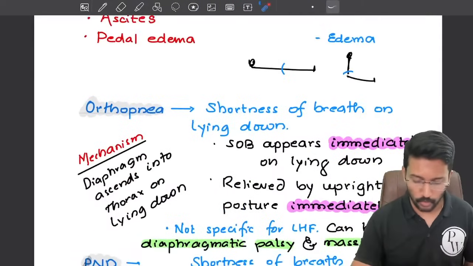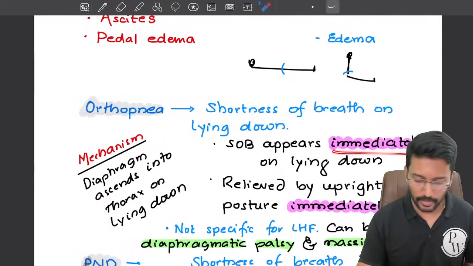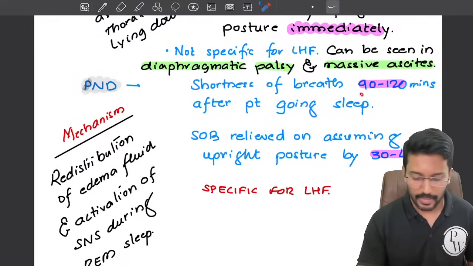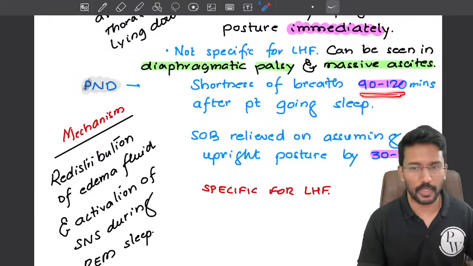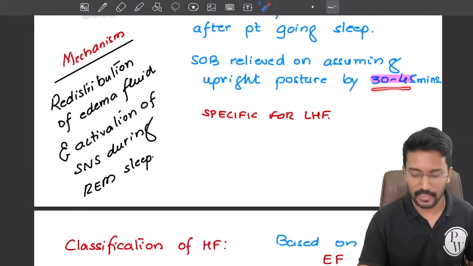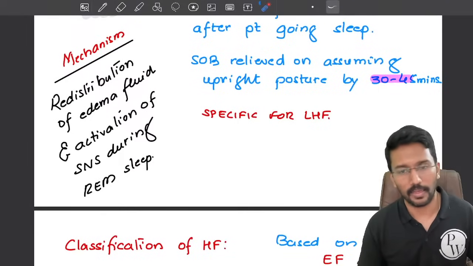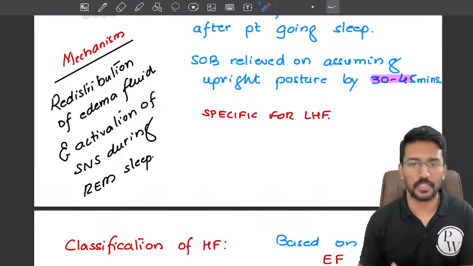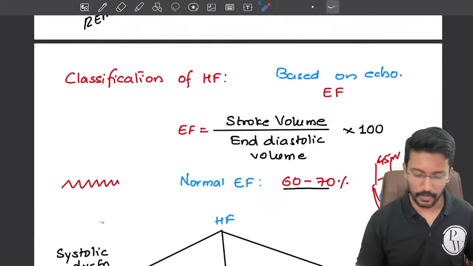So in case of orthopnea, there is immediate shortness of breath on lying down and immediate improvement on getting up. In case of PND, it takes some time for the shortness of breath to appear on sleeping, and takes some time for the shortness of breath to disappear after taking an upright posture. That is the main difference. And remember, PND is the most specific symptom of left heart failure.